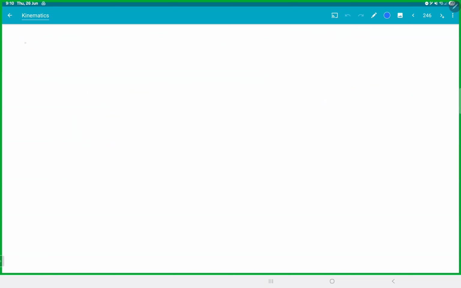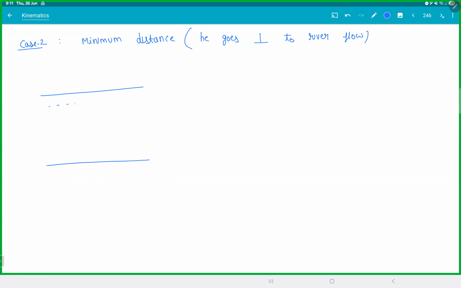Case two. Minimum distance. So you want to cross the river in minimum distance. That is, he goes perpendicular to the river flow. His actual path is along the perpendicular to the river flow. Now listen to this thing. One thing is clear. If you try to swim straight, you're not going to go straight. That we already showed with an example.